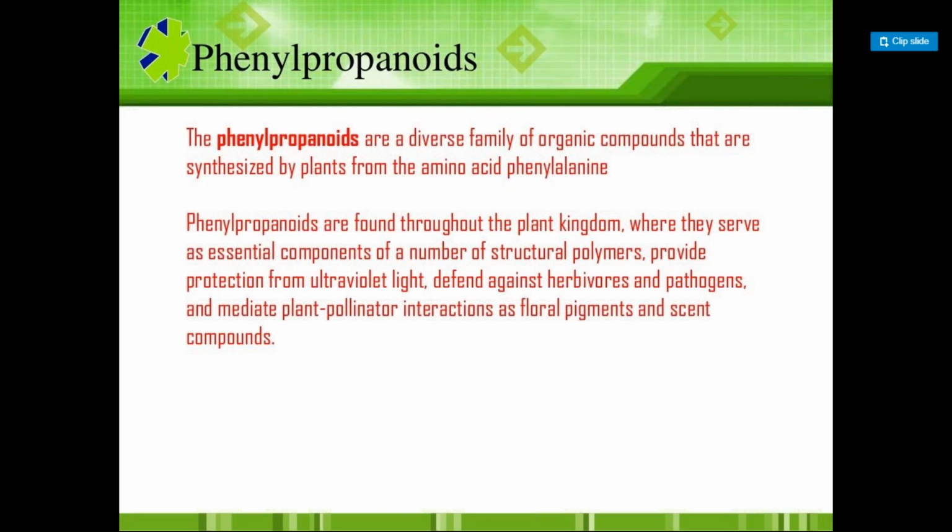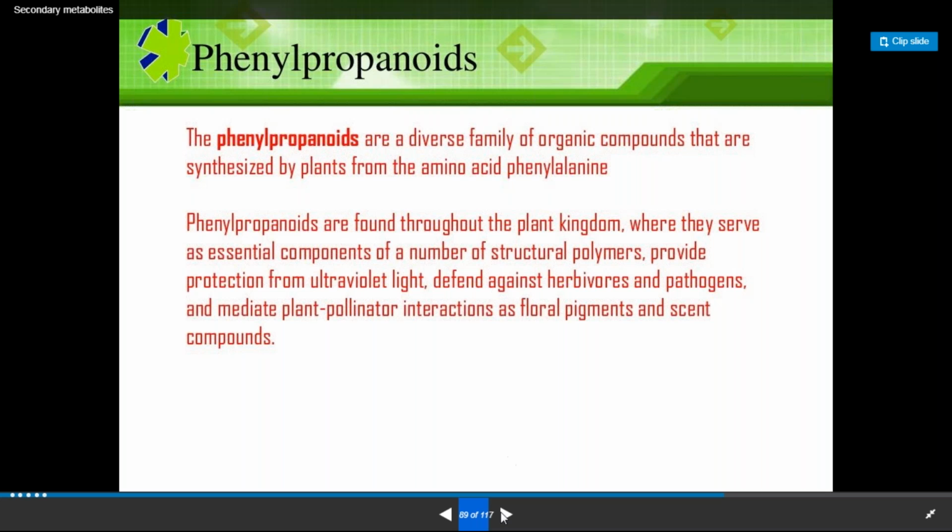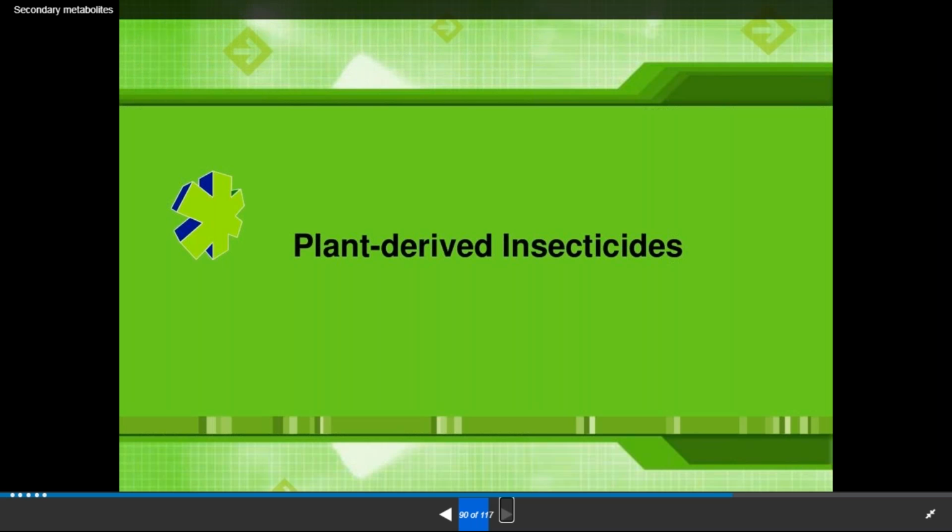So phenylpropanoids, we have discussed, are a diverse family of organic compounds. They are synthesized by plants from the amino acid phenylalanine. They are found throughout the plant kingdom. They are an essential component of a number of structural polymers. They provide protection from ultraviolet light. They defend against herbivores and pathogens, and they also help in plant-pollinator interactions as floral pigments and scent compounds. This we have discussed already.